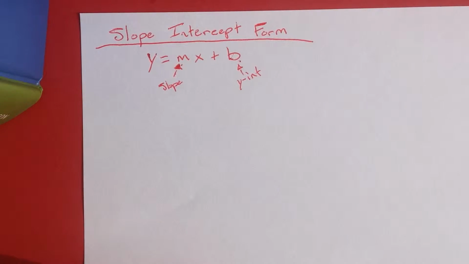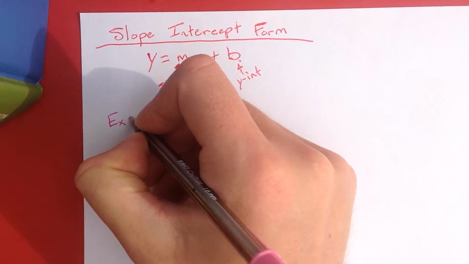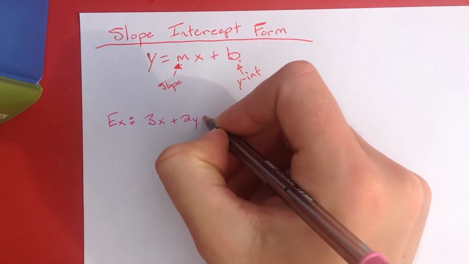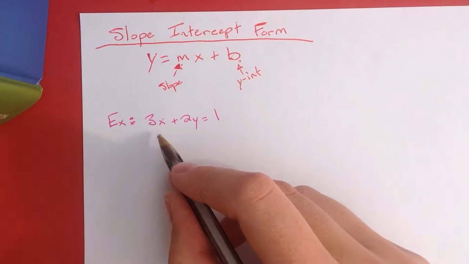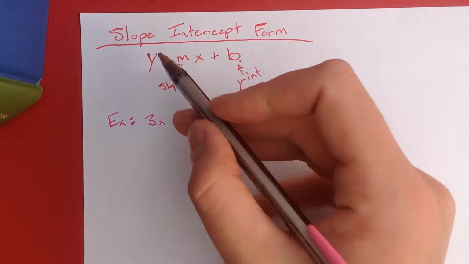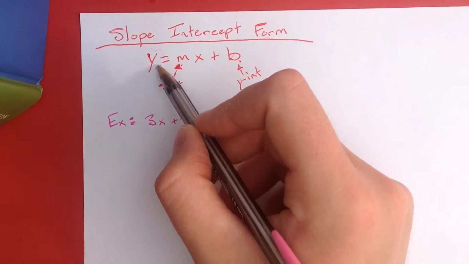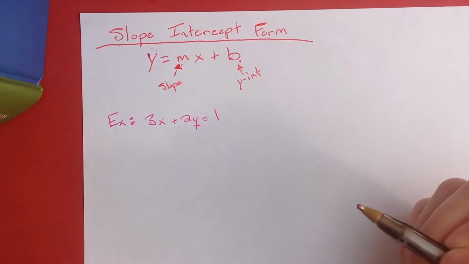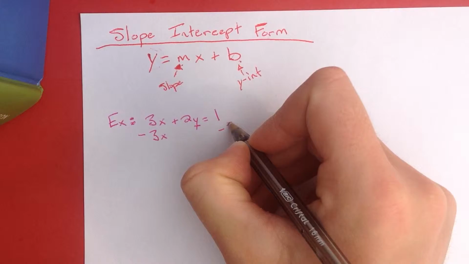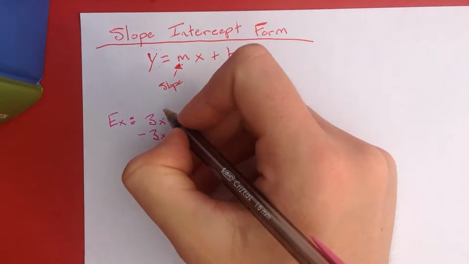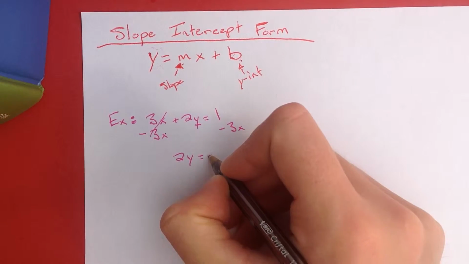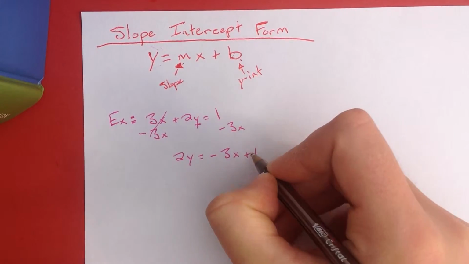Now, say for example, we were given an equation that looked like this: 3x plus 2y equals 1. Later we'll go more in depth on this, but this is what's called standard form, and we want to get it into slope-intercept form. Well, we have to solve for y. So the first thing we want to do is solve for y. To do so, we subtract the 3x to the other side, leaving us with 2y equals negative 3x plus 1.